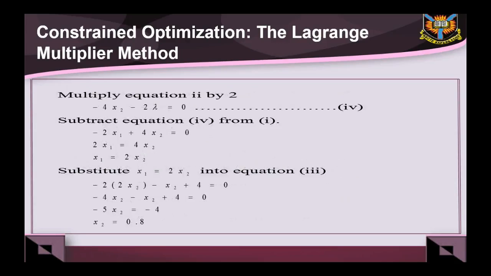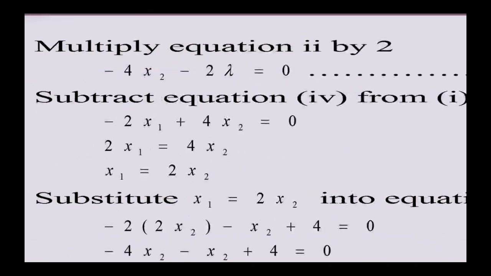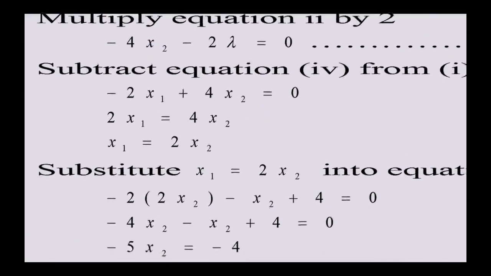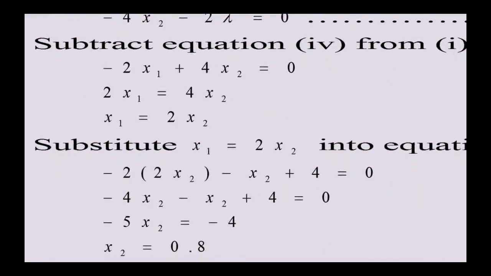Multiply equation 2 by 2. That will give us minus 4x2 minus 2 lambda equals 0, equation 4. Subtract equation 4 from 1. That will give us minus 2x1 plus 4x2 equals 0. 2x1 equals 4x2. x1 equals 2x2.